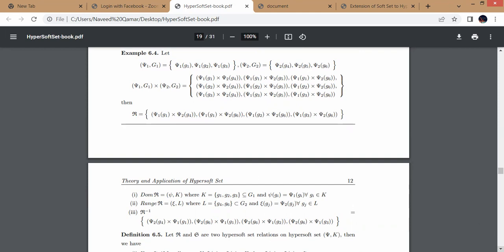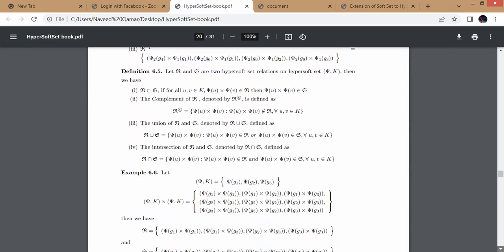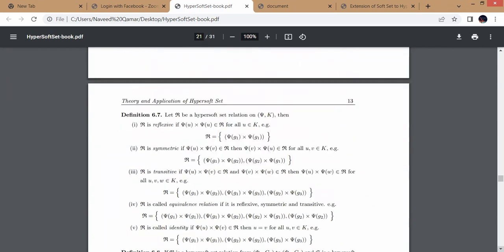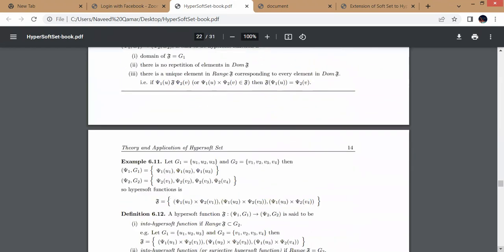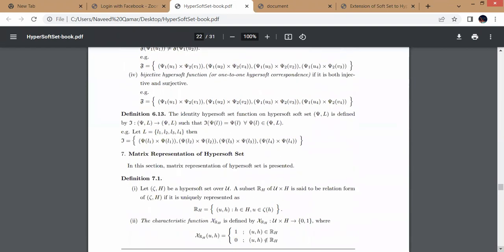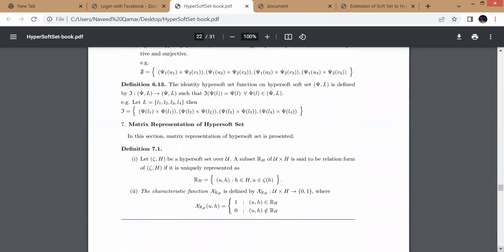Further, these are some properties related to the hypersoft relation. Then our main topic and last topic of this paper, after these examples and definitions related to domain and range, will be the matrix representation of hypersoft set.